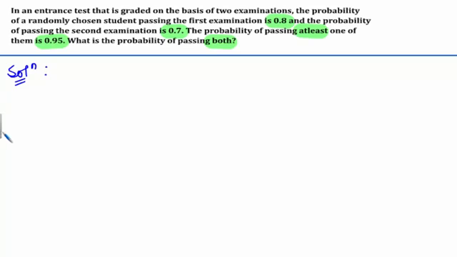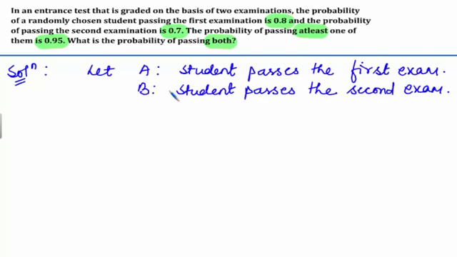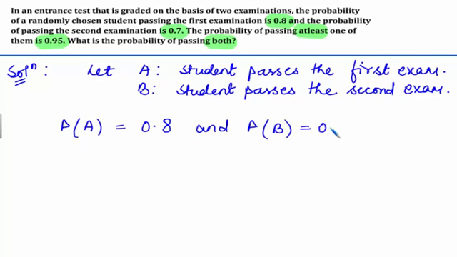Let's begin with the solution, and first let us define the events A and B such that A denotes the event student passes the first examination and B denotes the event that student passes the second examination. Now we are given that if a student is chosen at random, then the probability of passing the first examination is 0.8 and the probability of passing the second examination is 0.7.